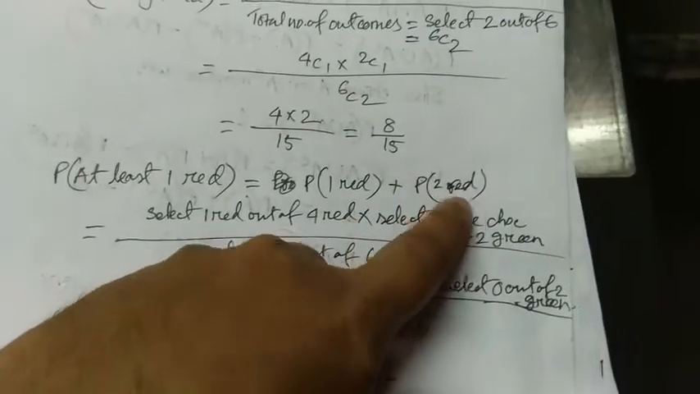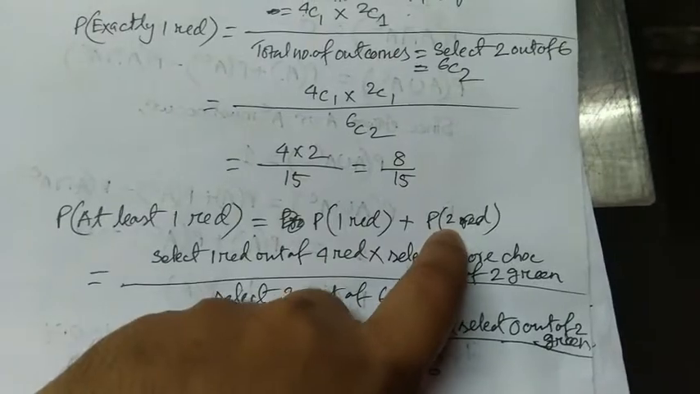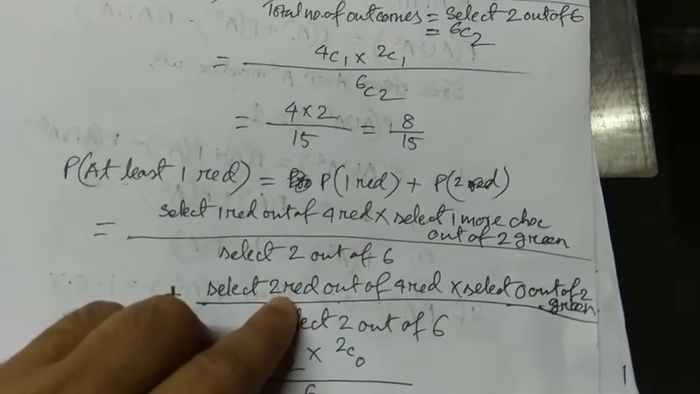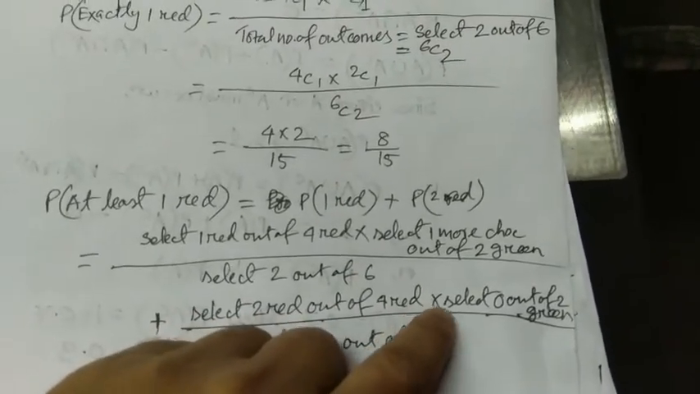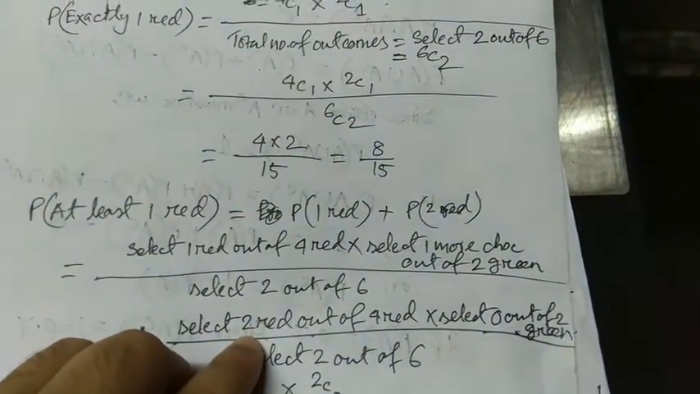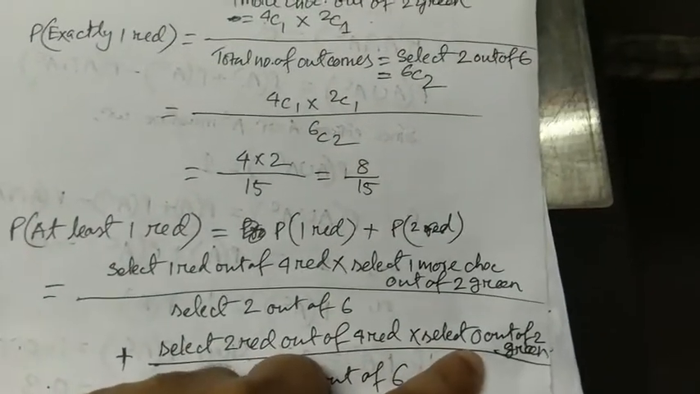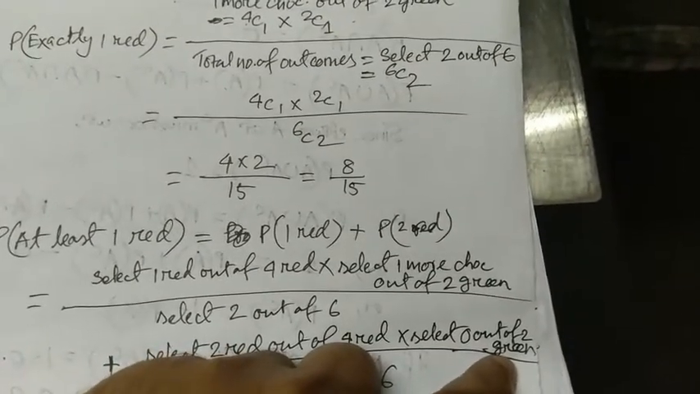So because the probability is for 2, we need to find the probability of 2 red chocolates. That means we need to select 2 red chocolates out of 4 red chocolates, and since the child will select 2 chocolates in total, and already selected 2 red chocolates, only 0 chocolates are left to select. That means selecting 0 chocolates out of the remaining 2 green chocolates.